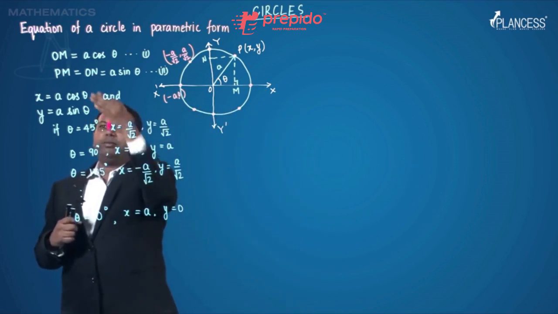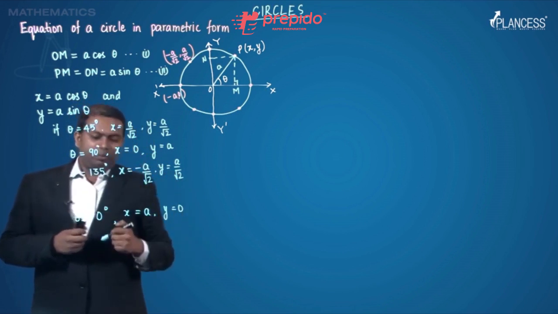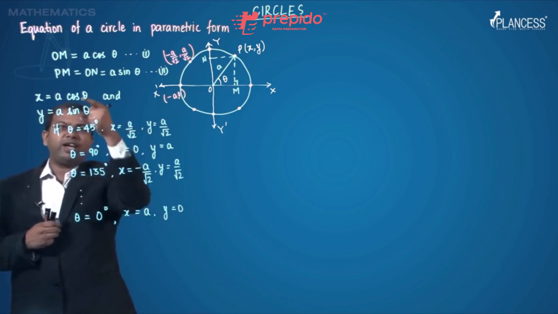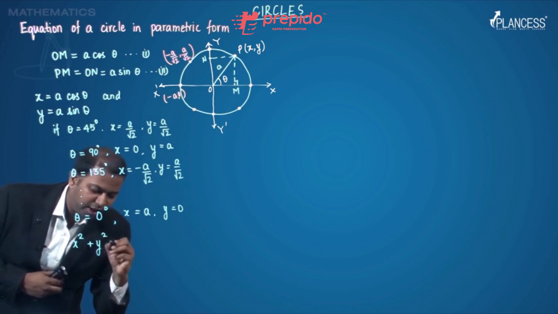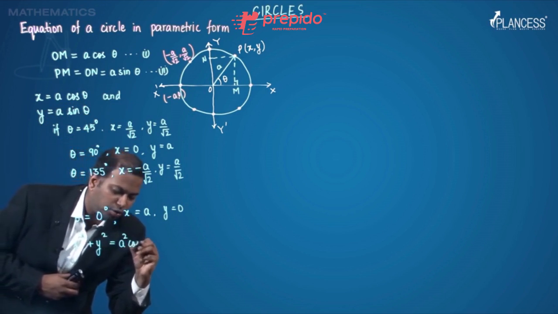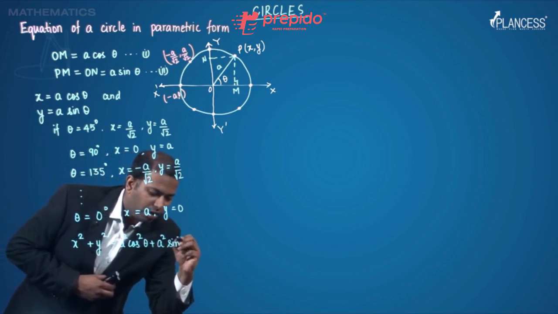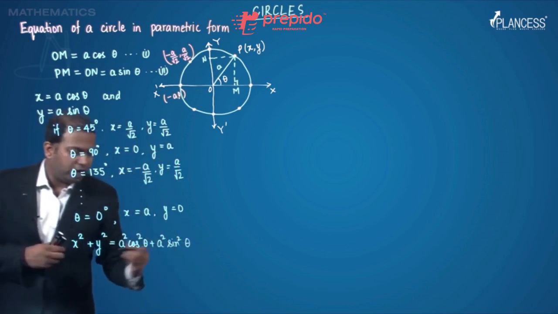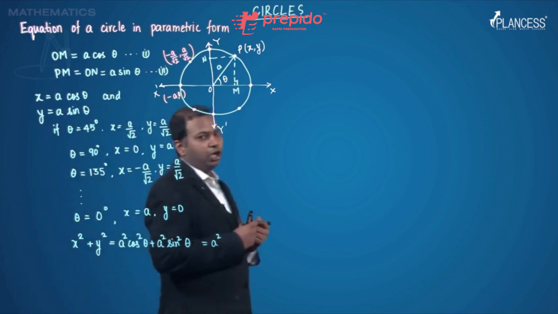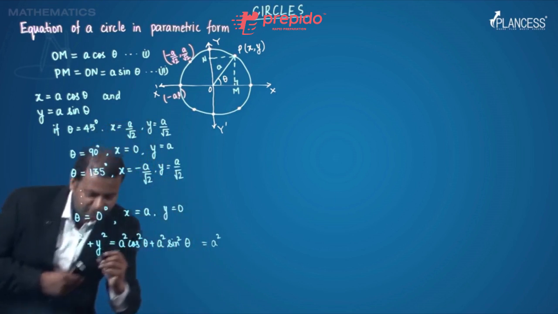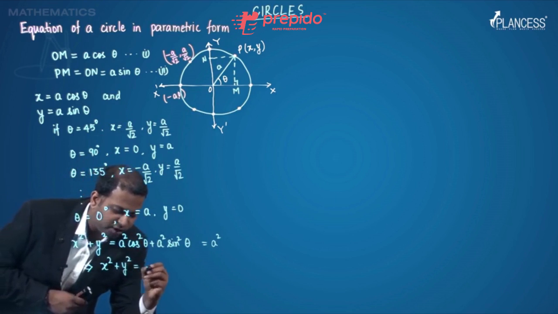And if we try to eliminate theta from these two, let us see what happens. We know that cos square theta plus sin square theta is equal to 1. So let us square these two equations and add them. We have x square plus y square equal to a square cos square theta plus a square sin square theta. A square we can take common, and what will be left is a square into sin square theta plus cos square theta, which is nothing but 1. So what we have is the equation x square plus y square equal to a square.